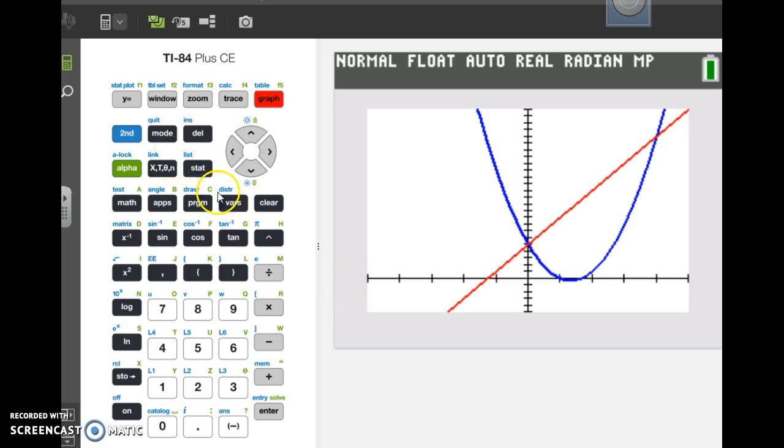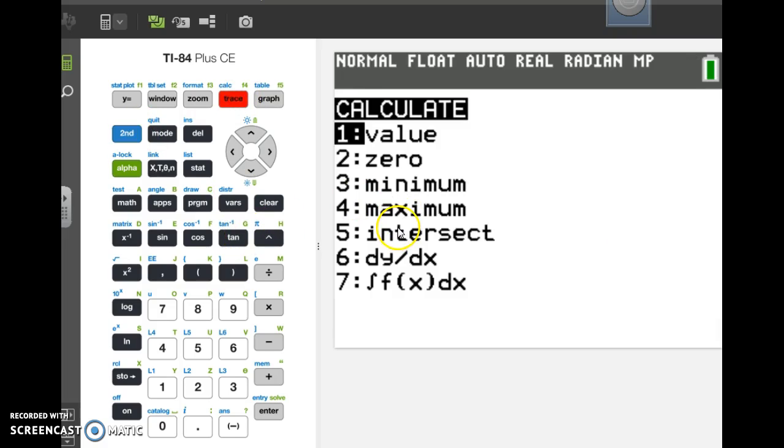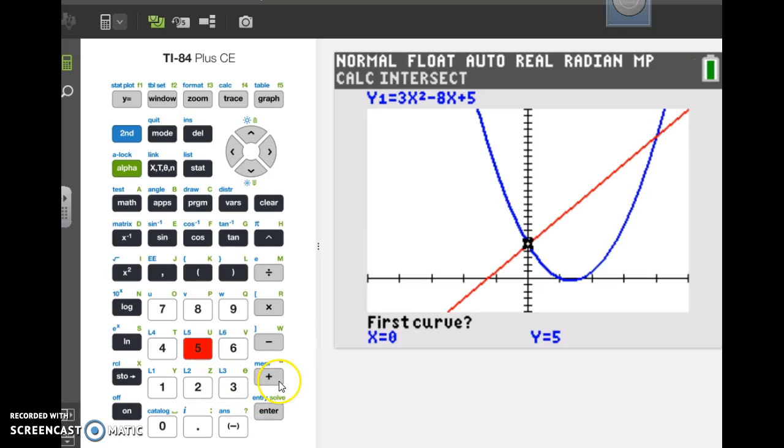All right, so what I have to do is press second and the trace key to get the calculate screen, and we want intersect. Now we did this with linear equations a long time ago, where you just go enter, enter, enter for the intersect. But since we have 2 points of intersection, we have to tell the calculator where to look. All right, now for this first one, notice this popped up when it says first curve. Do I want to use this graph? Yes, I do. Enter. And then the red one, yep, I want to use that one. And this is right about where it is going, so I'm just going to hit enter again. And the intersection is at 0, 5.